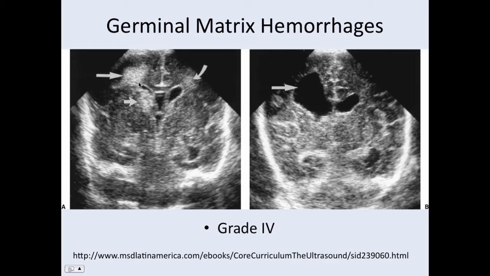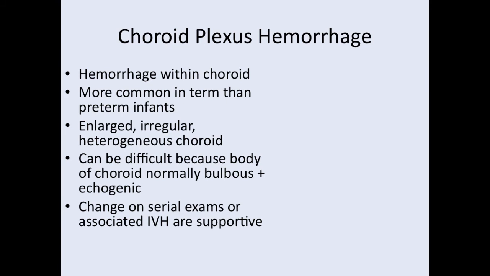Another example from a website listed below. This is early in the course. We have this parenchymal bleed on the right, and then down the road, several months later, that's been turned into a large cystic space that communicates with the lateral ventricle on the right side.